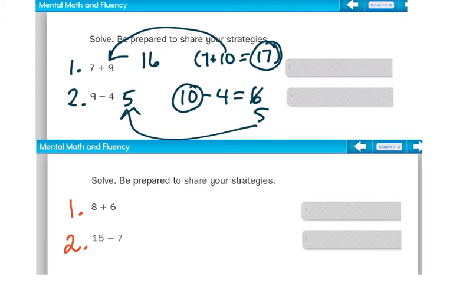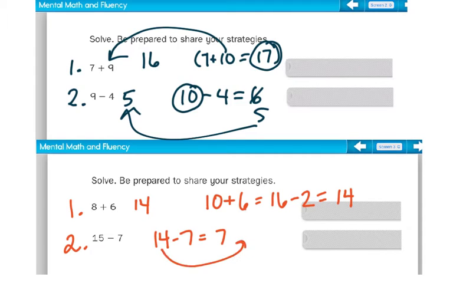8 plus 6 is 14. Maybe you thought, well, I know that 10 plus 6 is 16 and 8 is 2 less. So the answer must be 2 less. Or I knew that if I doubled 7, 14 minus 7 equals 7, and 15 is 1 more. So the answer must be 1 more than 7, which is 8.